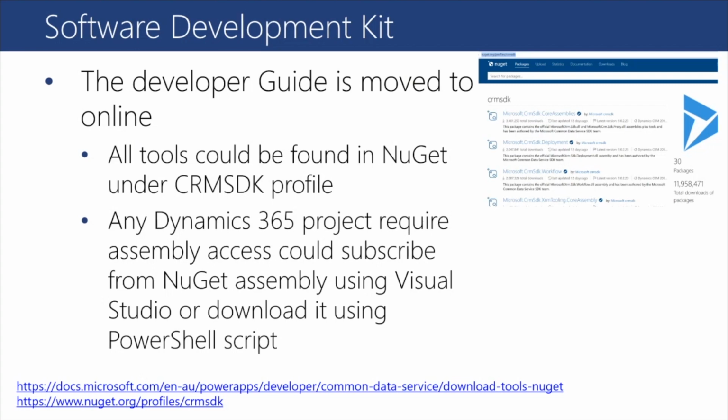You can download the tools only for development usage, like the plugin registration tool, by using a PowerShell script. The tools available for download from NuGet.org are code generation, configuration migration utility, package deployer, plugin registration, and solution packager. With that, we will now check how the Dynamics 365 platform provides details about developer resources.